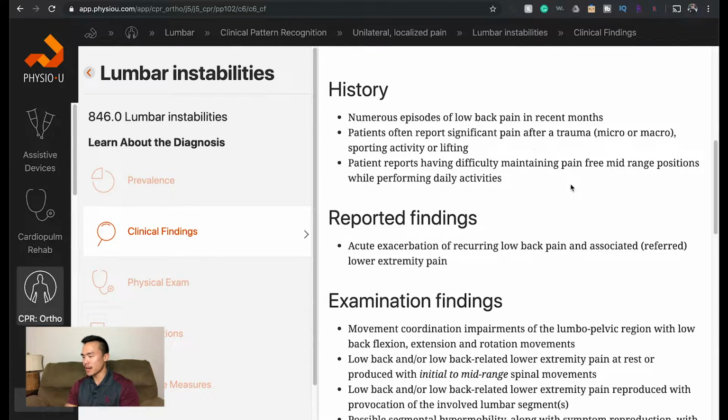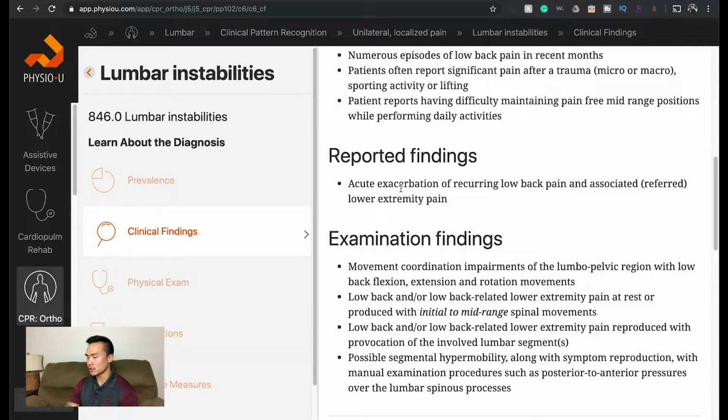Patient often reports significant pain after trauma or sporting activity or lifting. Okay, that was kind of the mechanism of injury. Patient reports having difficulty maintaining pain-free mid-range positions while performing activities, which is kind of true. The patient said it's hard to lift things, leaning back kind of hurts, and turning kind of hurts. So mid-range positions, it's hard to hold that. Now, reported findings, acute exacerbations of reoccurring low back pain and associated referred lower extremity pain. Now, referred might mean it's not just in that one region. It might refer down into like the butt or down the leg. So maybe not with this one.